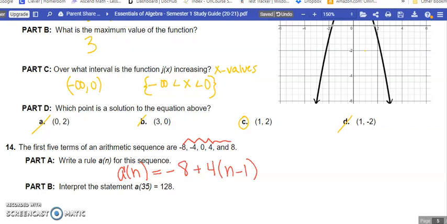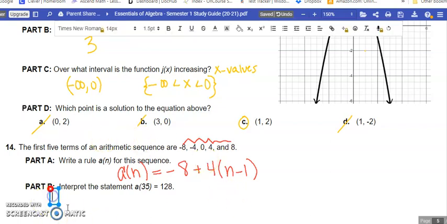Interpret the statement A of 35 equals 128. So basically what this is saying, according to our sequence, is the 35th term in the sequence is 128.